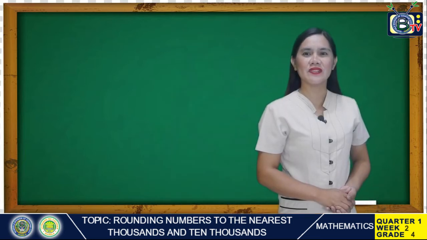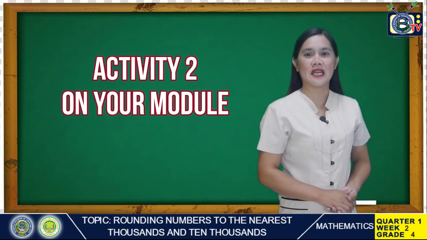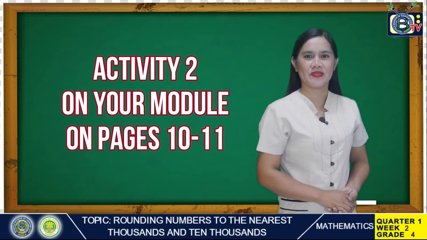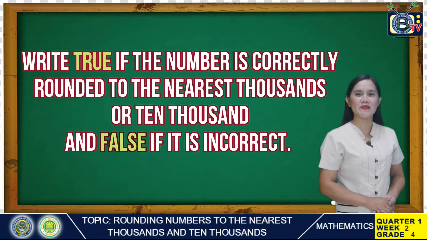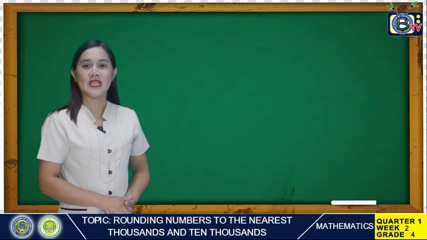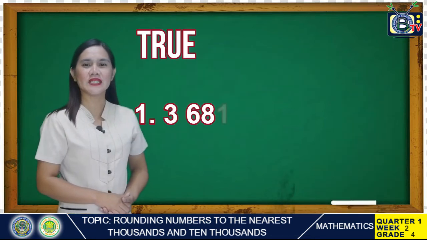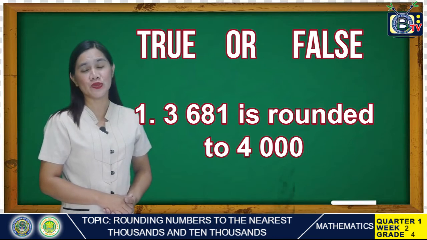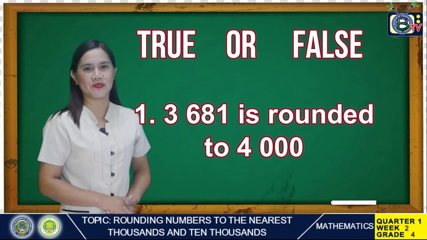Here's another activity for you to answer. Activity 2 in your module on pages 10 to 11. Write true if the number is correctly rounded to the nearest thousands or 10,000s and false if it is incorrect. Number 1, 3,681 is rounded to 4,000. Is it true or false?